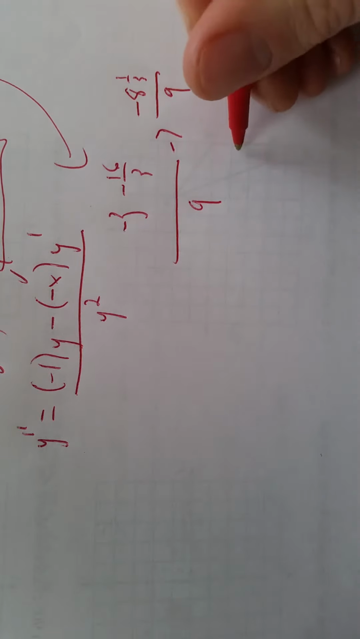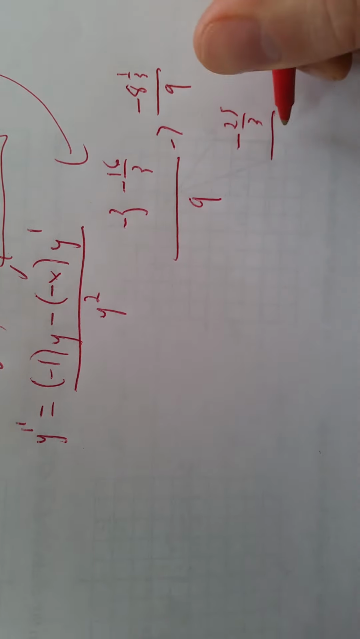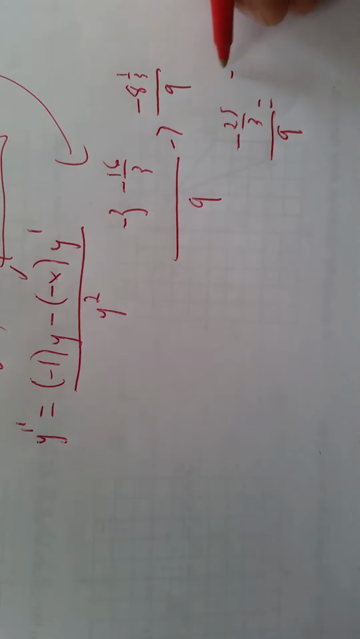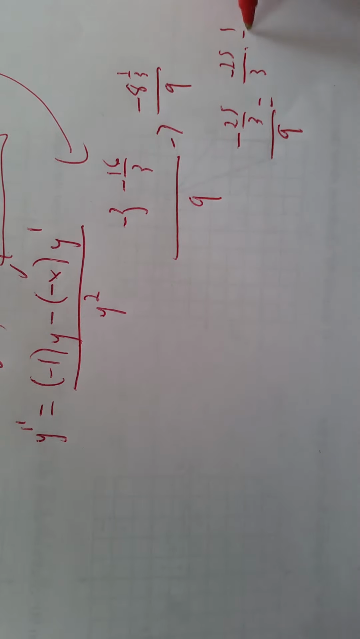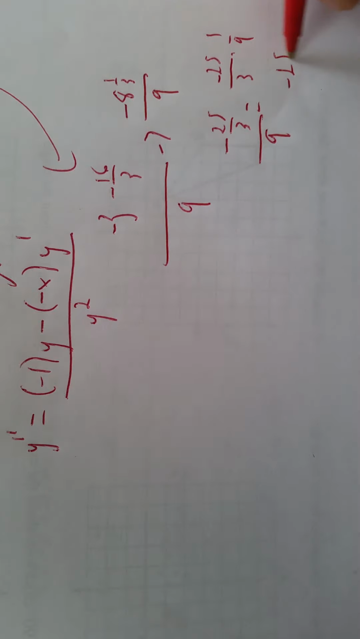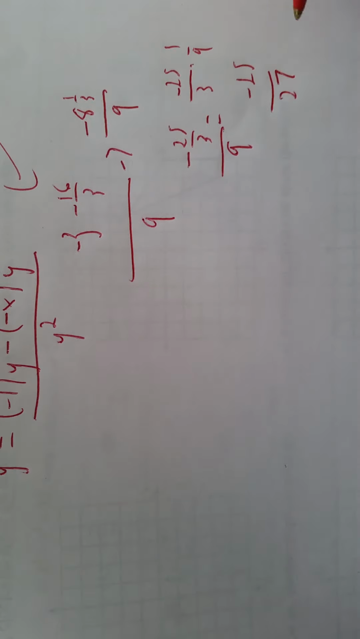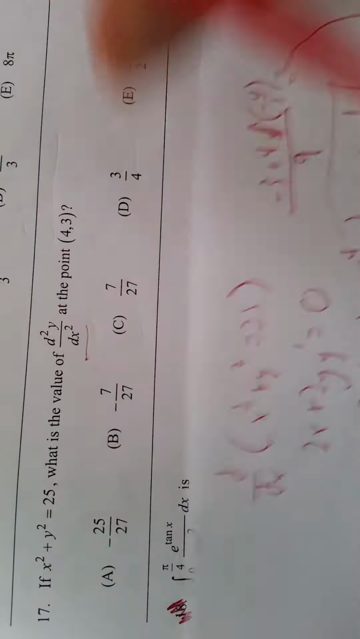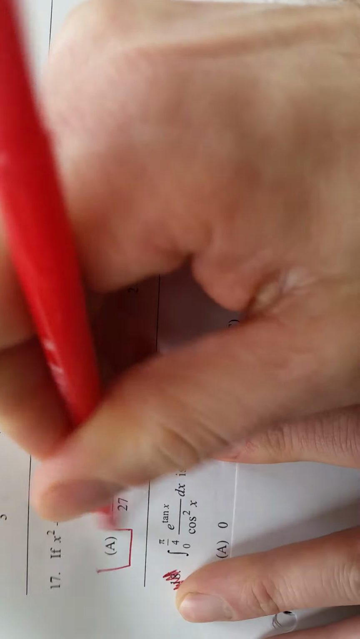All right, so this actually becomes negative 25 thirds all over 9, which is the same thing as negative 25 over 3 times 1/9, which is negative 25 over 27. Maybe that's one of the answers? Yeah, it is. Okay, so it's A. I'm going to make that its own video.